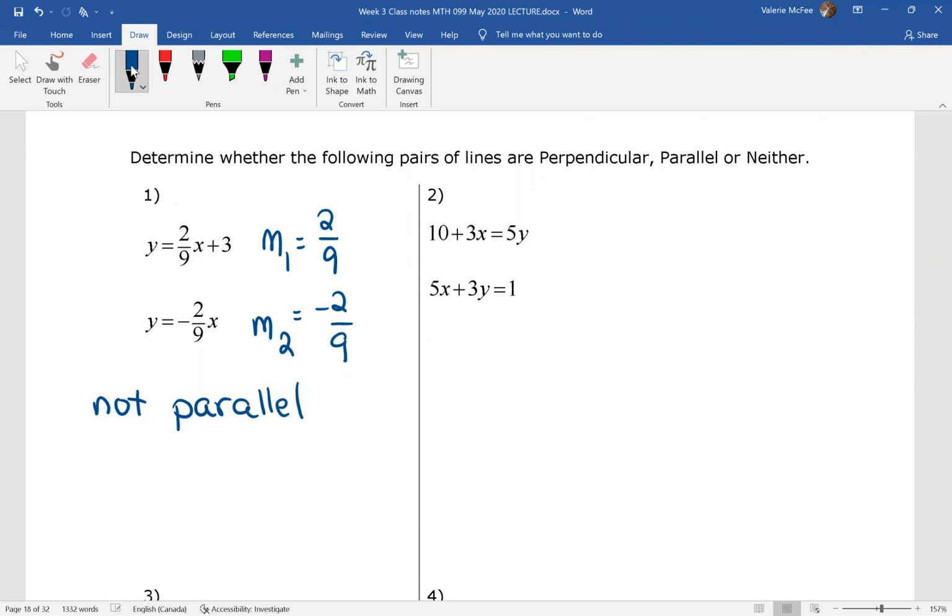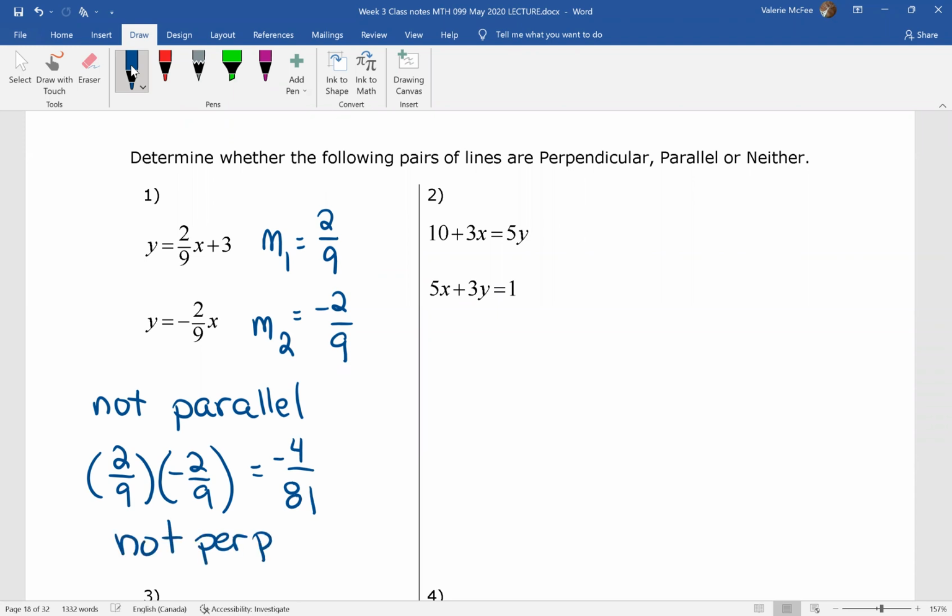Are they opposite reciprocals? No, they're not. If I multiply 2/9 times -2/9, it equals -4/81. That tells me they are not perpendicular. So these are neither. They're not parallel, they're not perpendicular.